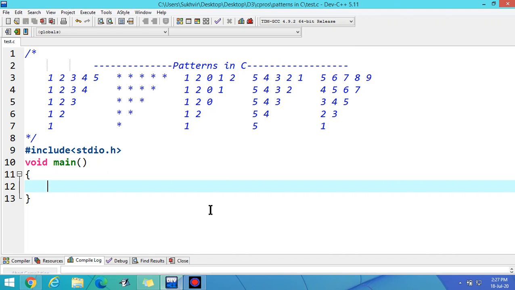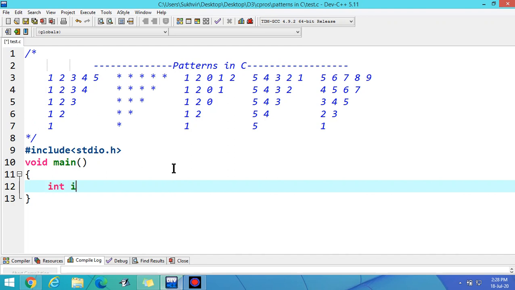Hello students. In today's video, I am going to discuss these patterns. That's 1, 2, 3, 4, 5, 1, 2, 3, 4, 1, 2, 3, 1, 2 and 1, then stars. And then this one is the third pattern, then fourth and fifth. Let us start with the first pattern.